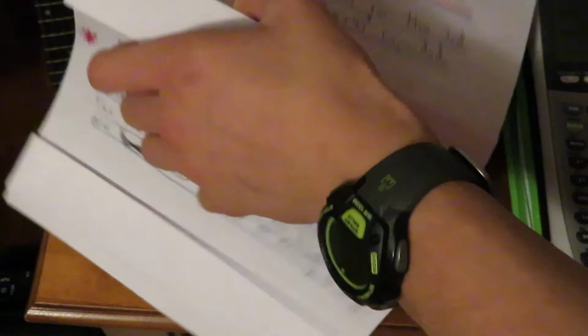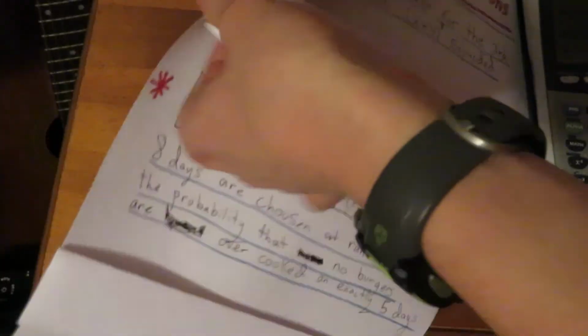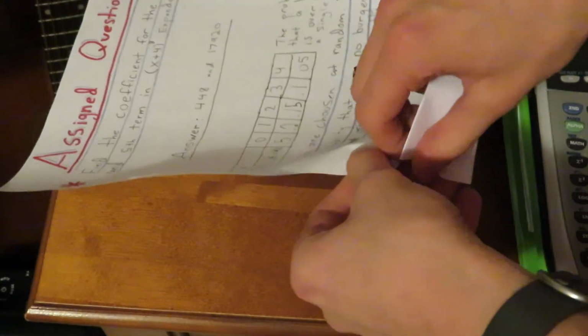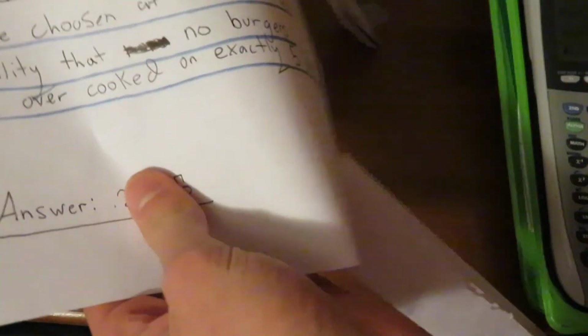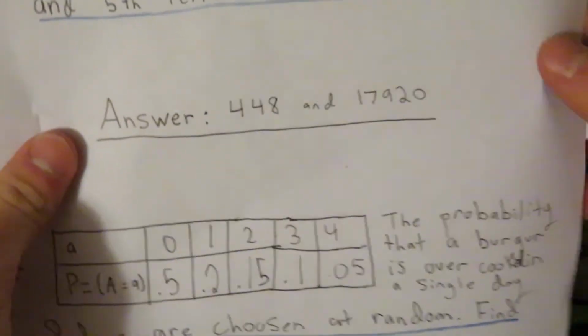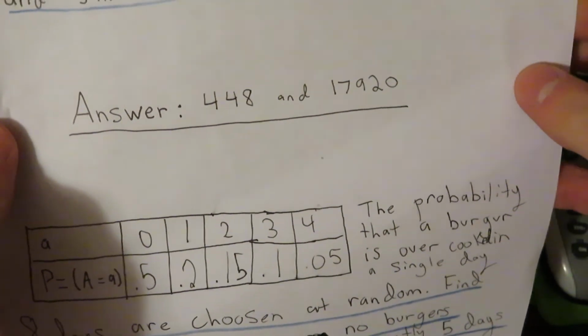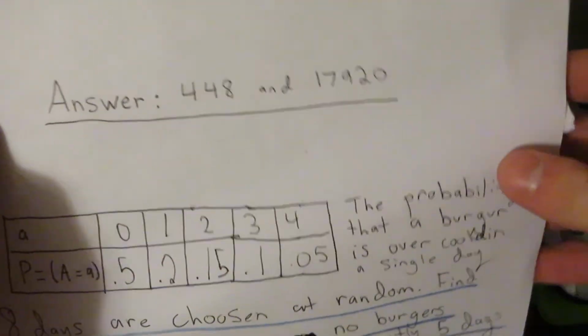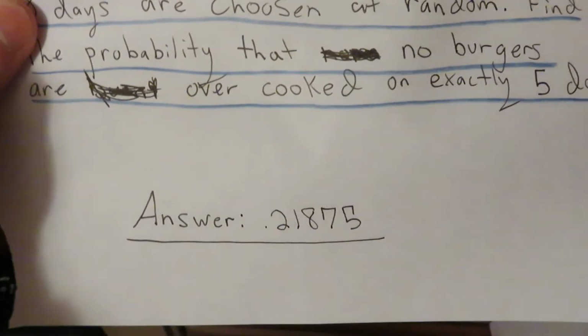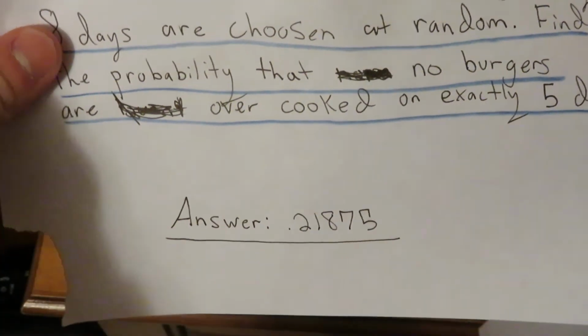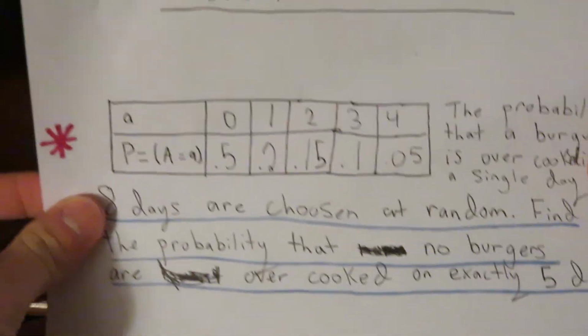Okay, here, let me take this tape off. So the answer to the first problem is 448 and 17,920. The answer to the second problem is 0.21875. So those are the answers to the practice problems.